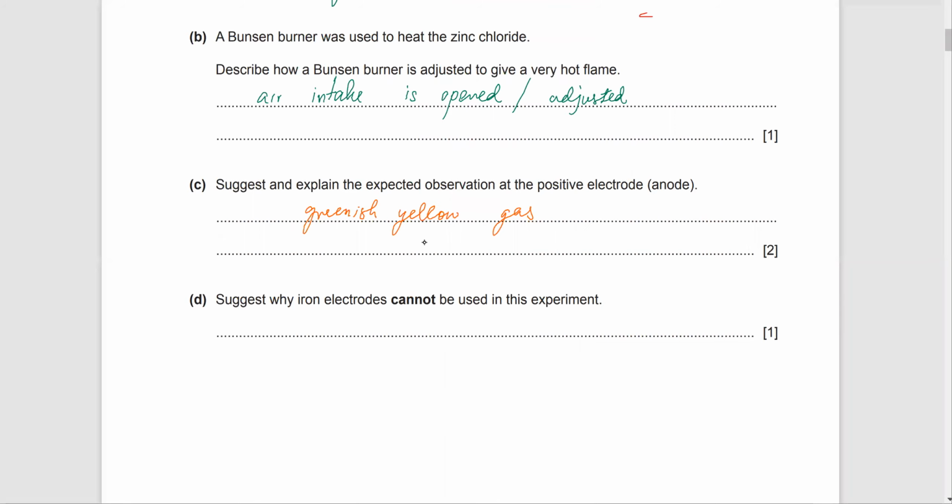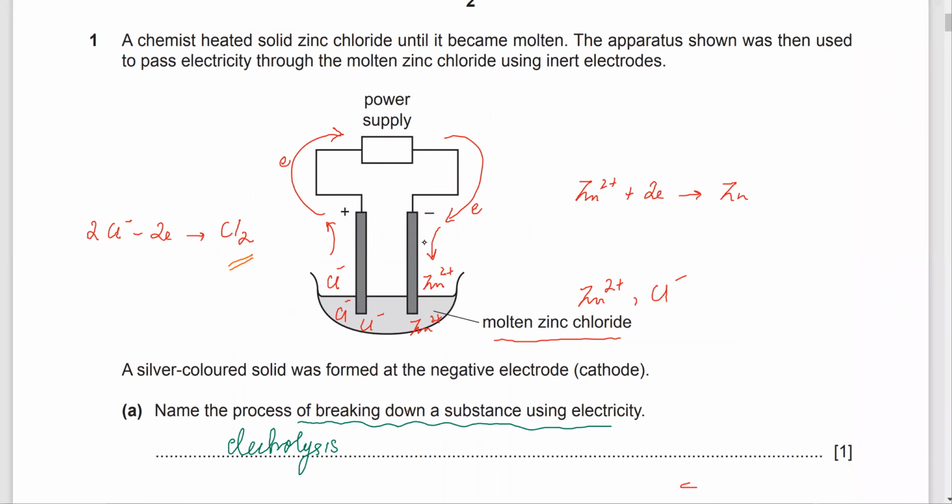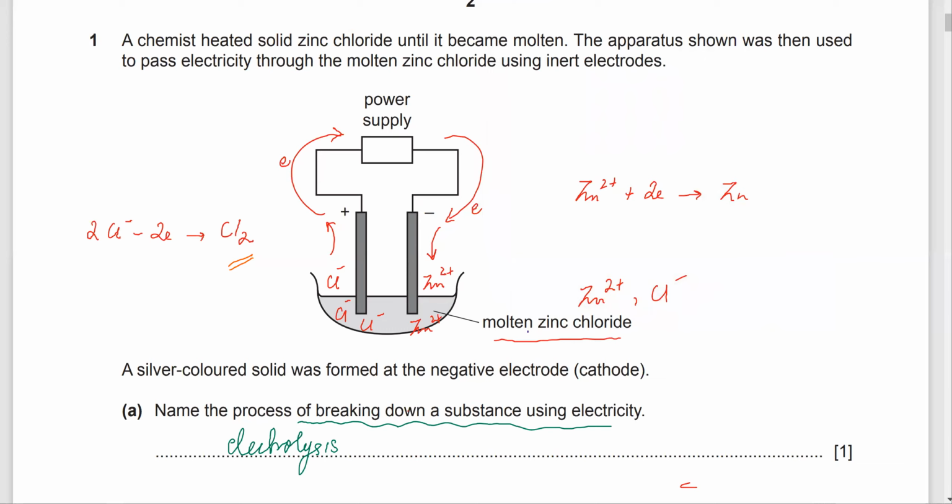I have, yeah. Next, suggest why iron electrodes cannot be used in the experiment. Now remember, in electrolysis, you always use inert electrodes, which are made from two things. They are either made from graphite or platinum. These electrodes have to be inert, otherwise they're going to take part in the reaction. Inert electrodes are made from graphite, which is carbon, or from platinum.